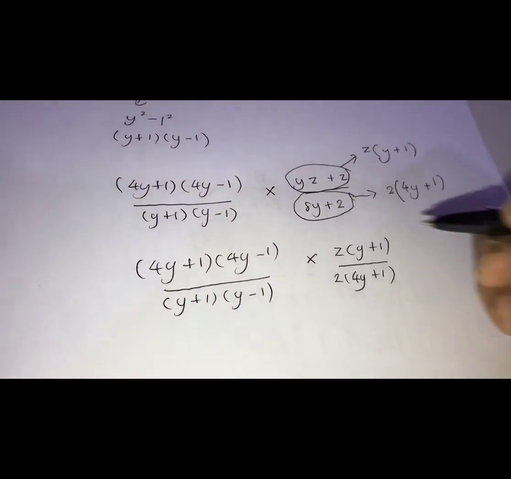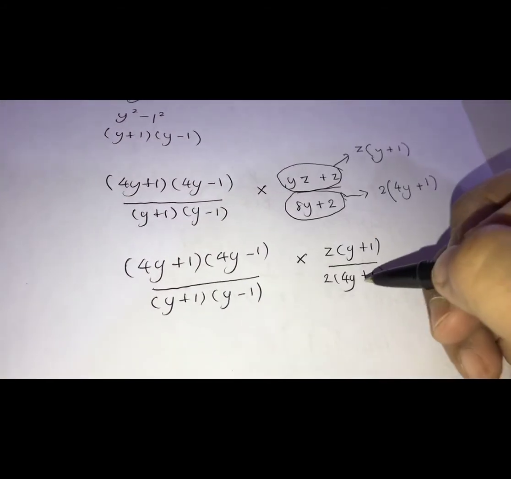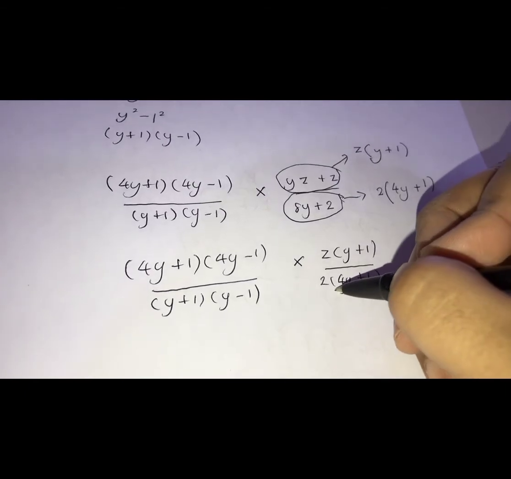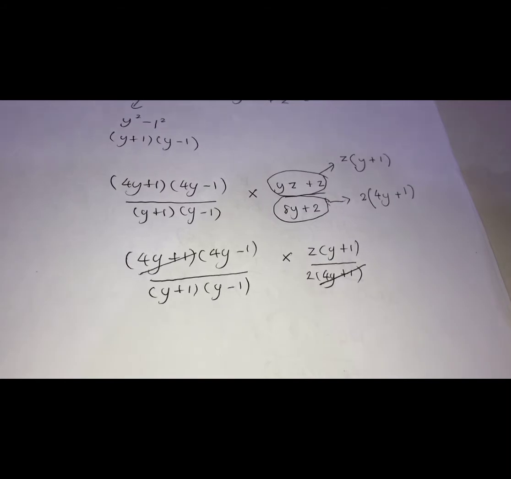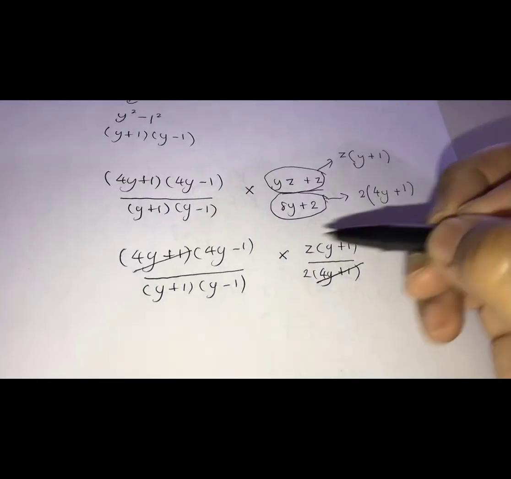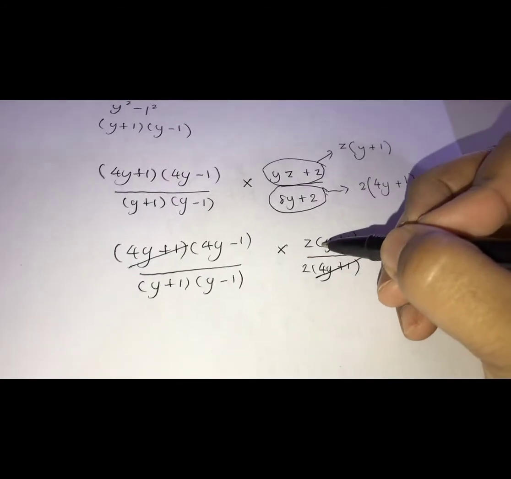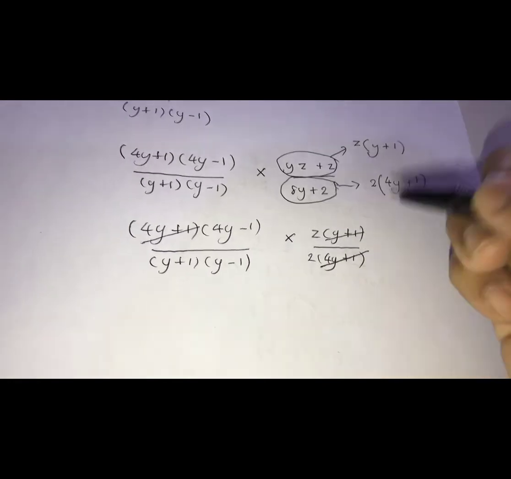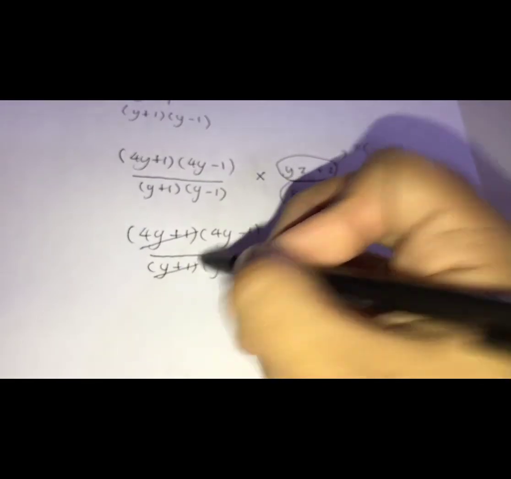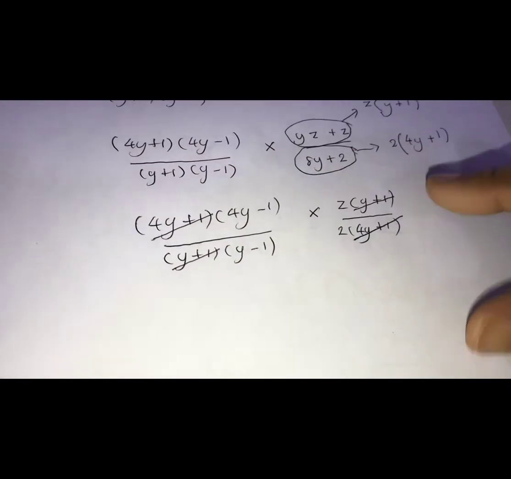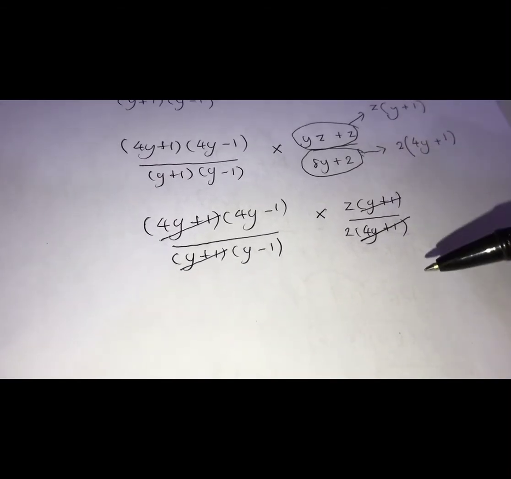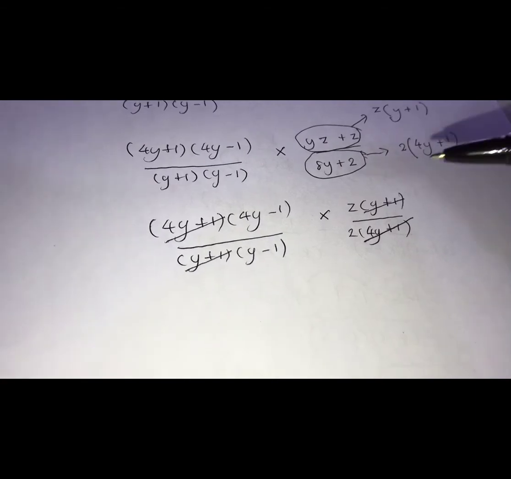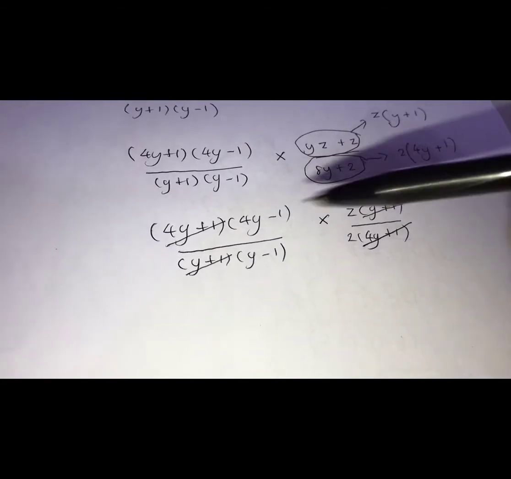now time to simplify. Which one is the same you can cut. This one 4y plus 1, this also 4y plus 1, right? Cut. This one y plus 1, this one also y plus 1. Cut. Then no more you have to cut. You can cut when up and down or cross only. If same numerator, you cannot cut.